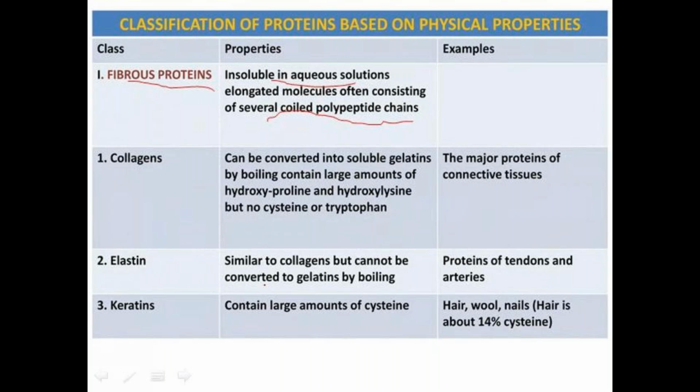Next, elastin. Elastins are similar to collagens, but cannot be converted to gelatin by boiling. These are the proteins of tendons and arteries. Next, keratins. Keratins mainly contain large amounts of cysteine units, mainly in hair, wool, nails. Hair contains about 14% cysteine.